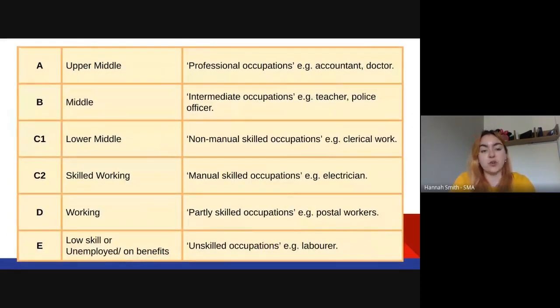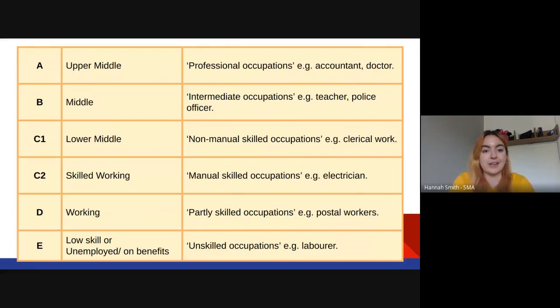What this means is you've got A class, upper middle, professional occupations, for example, an accountant or a doctor. You tend to need to have letters before or after your name. So a doctor obviously is doctor, but they all have MB Chem or something like that. An accountant quite often will have some letters depending on the registered body they're with.